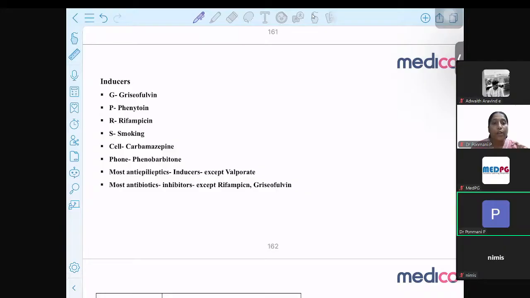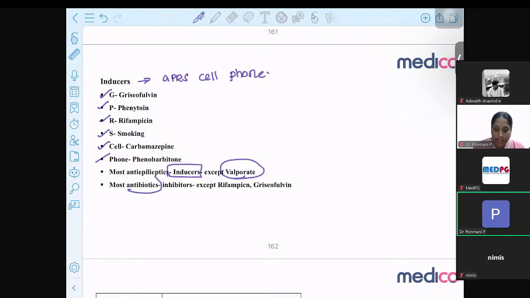Yesterday I told you a mnemonic for remembering the inducers. If you remember, it is GPRS cell phone. G for griseofulvin, P for phenytoin, R for rifampicin, S for smoking, C for carbamazepine, and P for phenobarbital. This is what we learned. And what is the extra thing we learned? We learned that all the anti-epileptics are inducers, except there is only one inhibitor, which is valproate. And we also saw all antibiotics as well as antimicrobials are inhibitors, except rifampicin and griseofulvin.